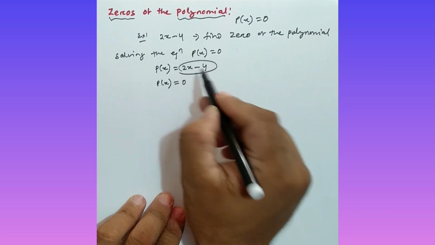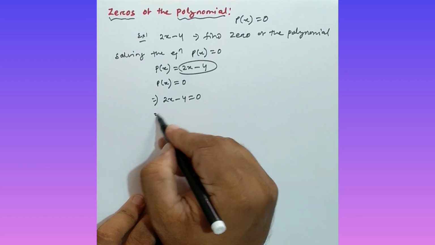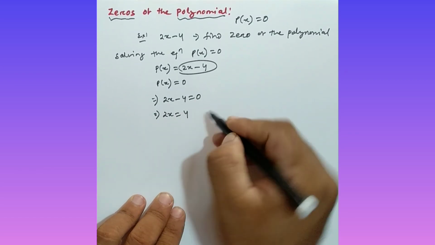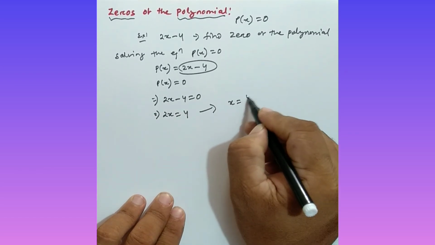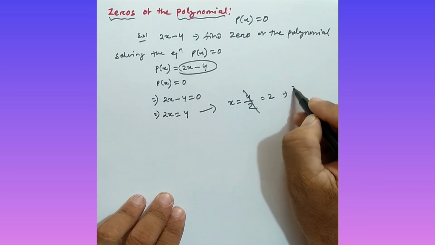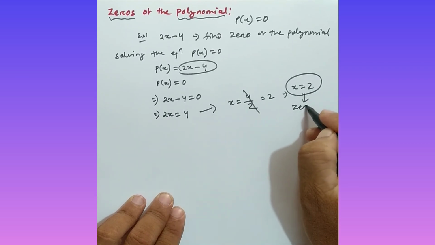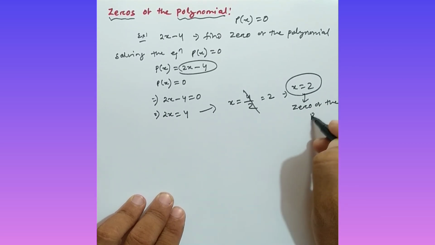So what is the meaning of this? It means 2x minus 4 equal to 0. So 2x is equal to 4. That means x equals 4 by 2, that is 2. Simply, x is equal to 2. This is a zero of the polynomial.